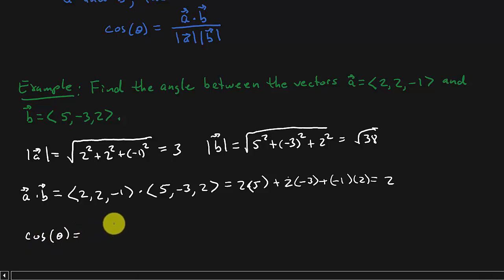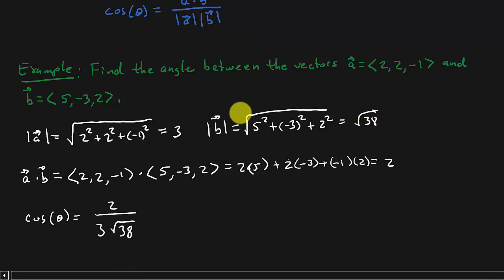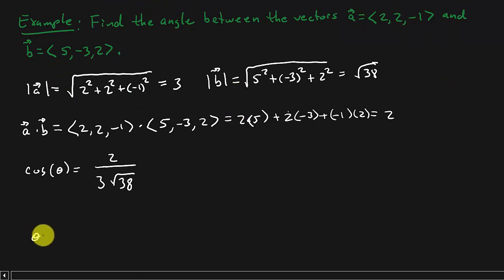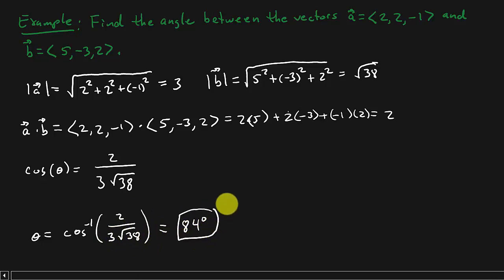And so now we just plug everything in. Cosine theta is equal to 2 over 3 times the square root of 38. I just replaced the dot product with 2, the magnitude of A with 3, and the magnitude of B with the square root of 38. So what does this tell us? Well, theta is the inverse cosine of 2 over 3 square root of 38. When I punch that into my calculator, I get 84 degrees as the angle between those two vectors.